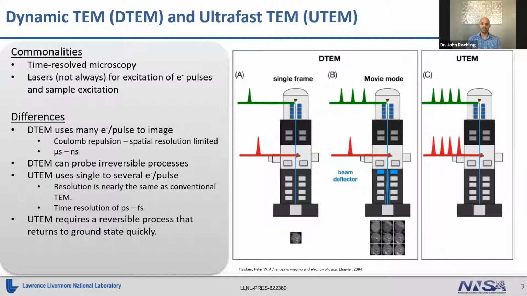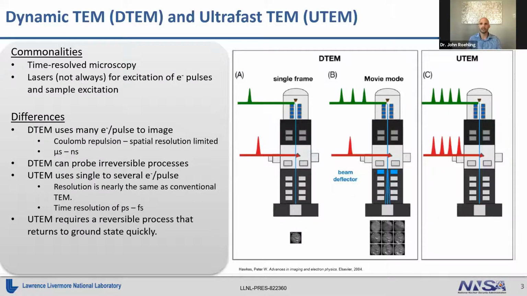The timescales that DTEM is best suited to are microsecond to nanosecond. This is because you need a little bit longer laser pulse to get the number of electrons that you need into the column compared to something like UTEM. But the advantage to DTEM is that you can look at irreversible processes. So if you have something that goes from state A to state B and then stays there, you can look at how it gets from state A to B without needing it to revert.